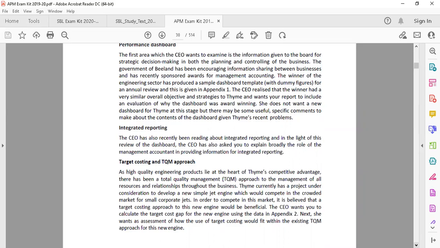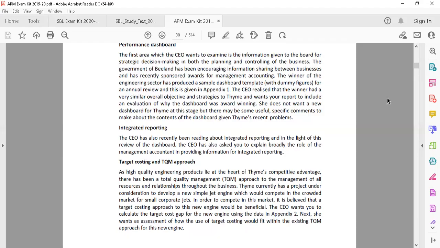The CEO realized that the winner had a very similar overall objective and strategies to Time and wants your report to include an evaluation of why the dashboard was award winning. She does not want a new dashboard for Time at this stage, but there may be some useful specific comments to make about the contents of the dashboard given Time's recent problem.